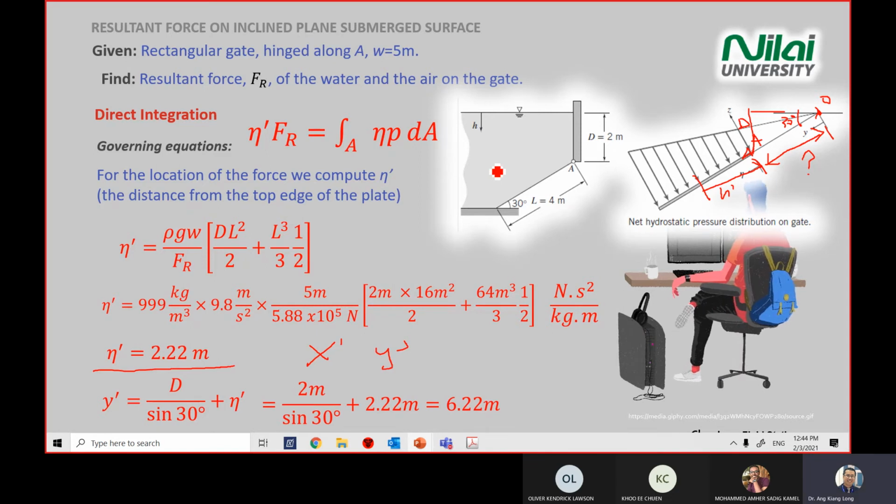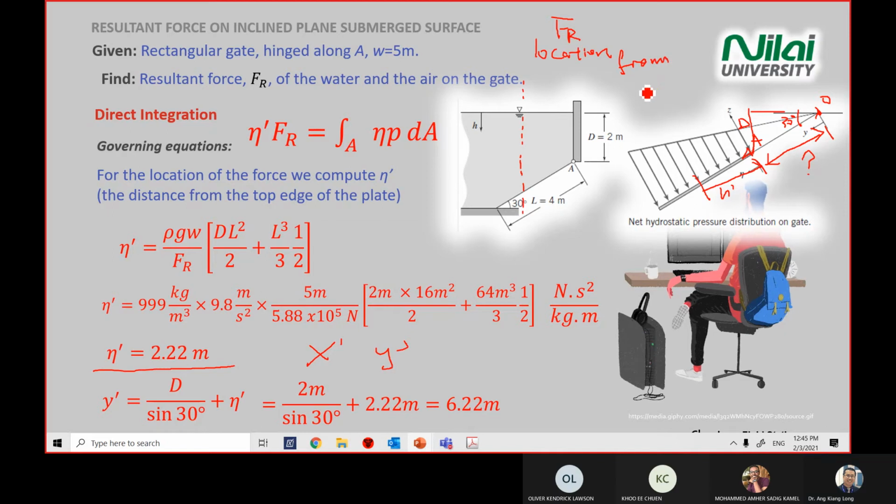So it depends on the question. Sometimes I will ask you to find the location of the force measuring from A. If I ask you the location of your resultant force from A, or from the hinge, or from a certain location, then if I ask you from A, straight away you can give me the answer calculated from the surface of the plate, which will be 2.22 meter.